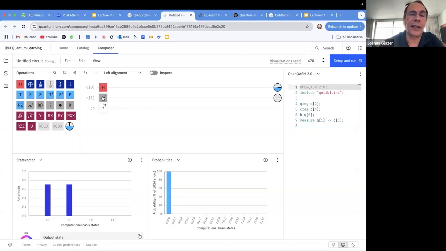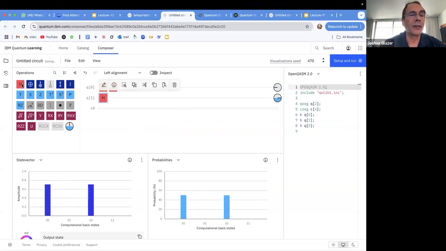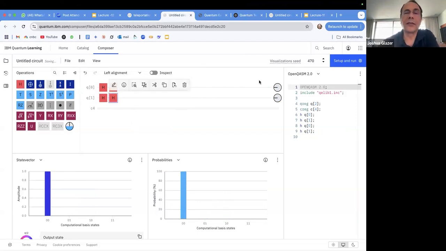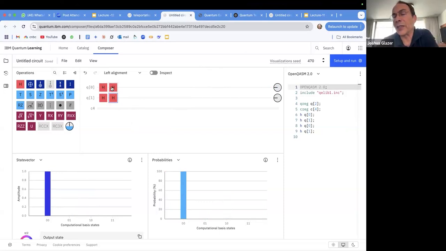Let me give you one more question. Let's cut this, and let's cut this. What happens if, let's do the following. This is very boring. Please tell me what a measurement will give me here. 0. 0, of course, because Hadamard times Hadamard is unit. When we Hadamard twice, Hadamard squared is unit. So what we really did here is nothing.